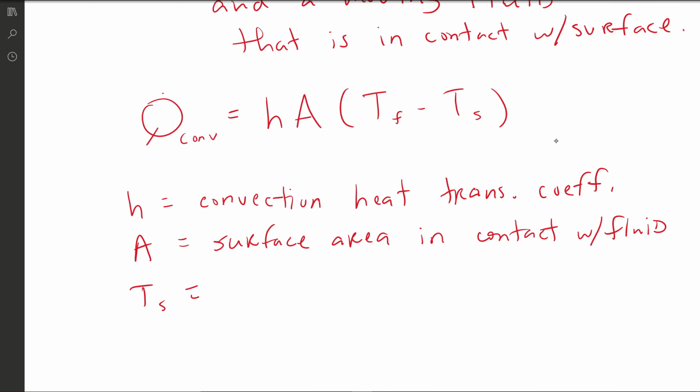T sub S is the surface temperature, and T sub F is the fluid temperature. And this will be the fluid temperature that's well away from the surface, because the fluid temperature on the surface will equal the surface temperature due to conduction. So this fluid temperature is the fluid temperature well away from the surface.